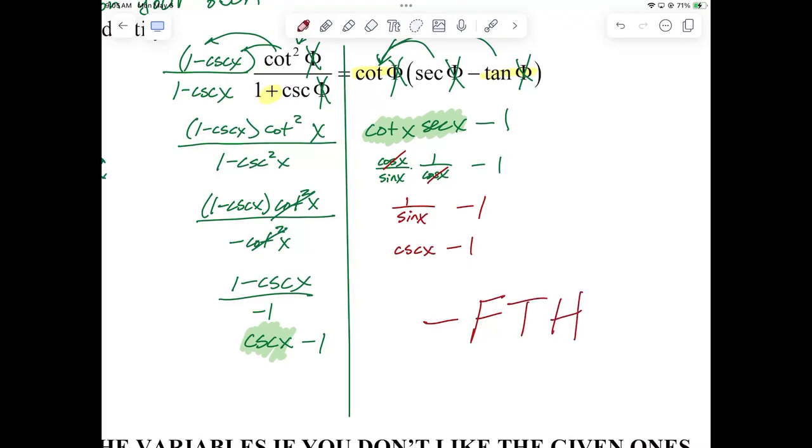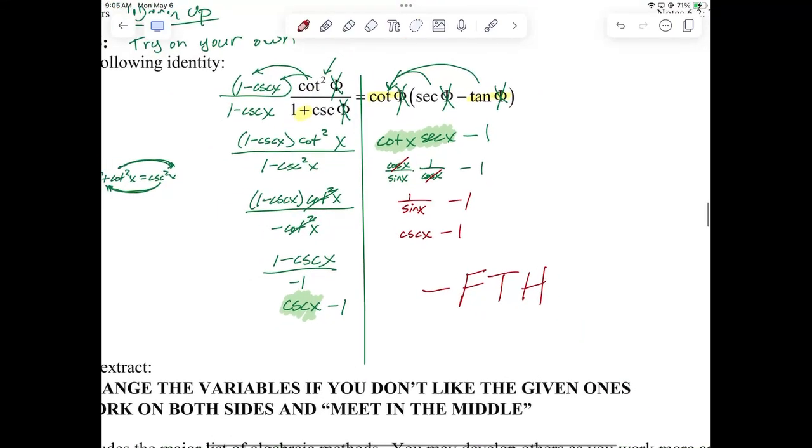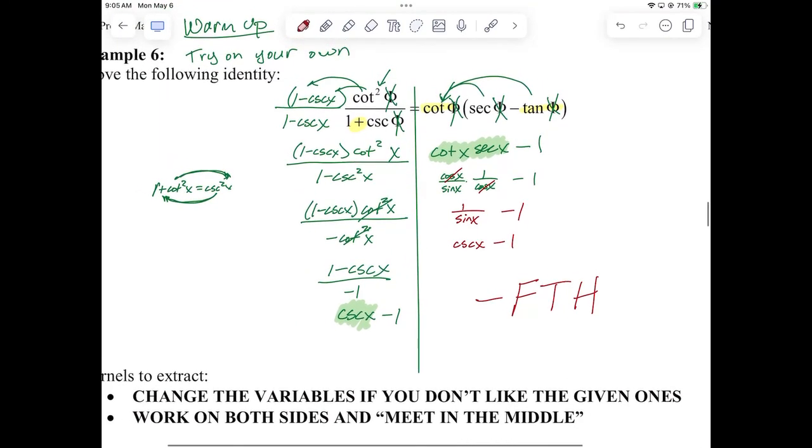Yeah, 3 to the 100. So we got a couple strategies here, right? Change the variable if you don't like it. Just change it in the middle. Change it on both sides to start with. And then here's the next strategy. Work on both sides and meet in the middle, right? As long as you're working them as independent expressions, you can work a little bit on both sides.